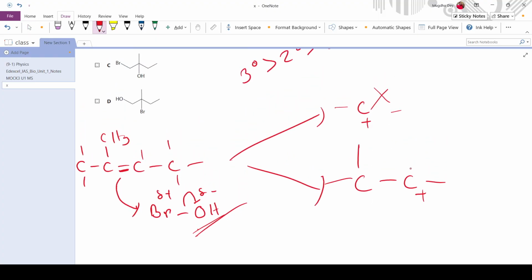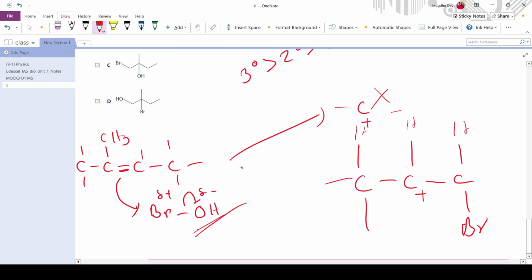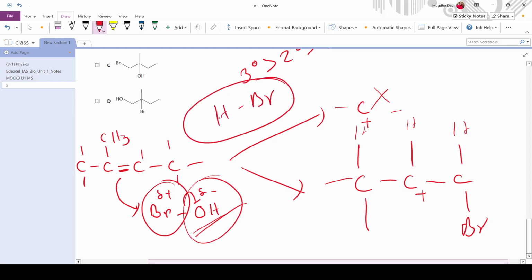So if this is produced, what's going to happen? So the bromine gets attached, obviously, because we know that the partially positively charged gets attached while the negatively charged one attacks the carbocation. We all know that. You have seen it in HBr as well, isn't it? This is positive and this is negative. Yes, I can understand. This is not an ionic solution.